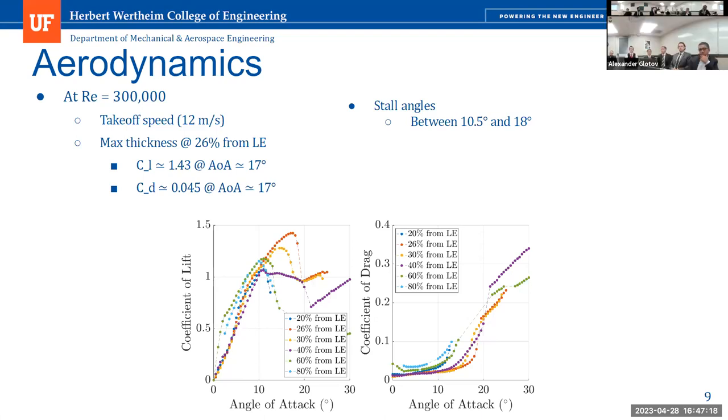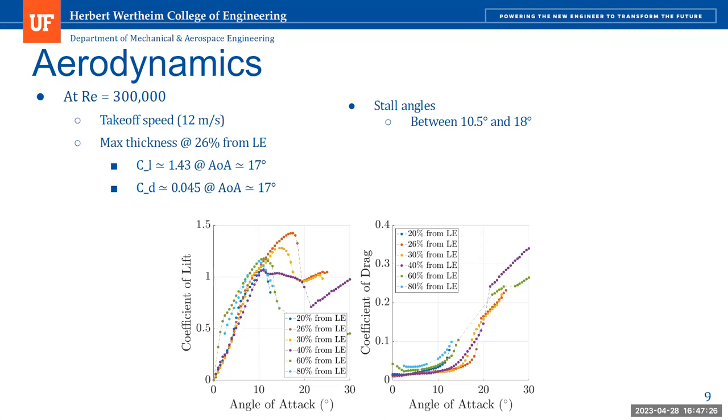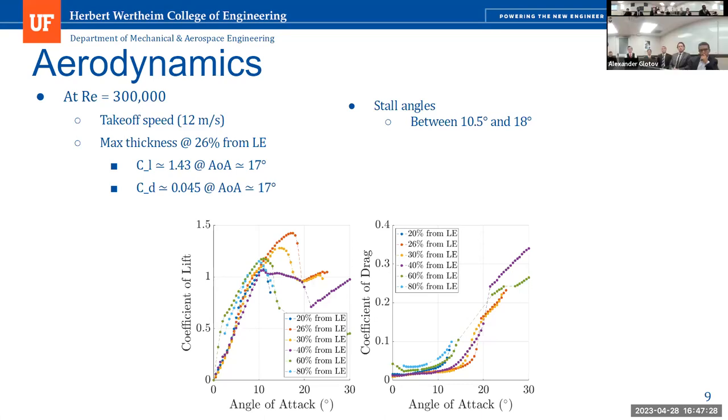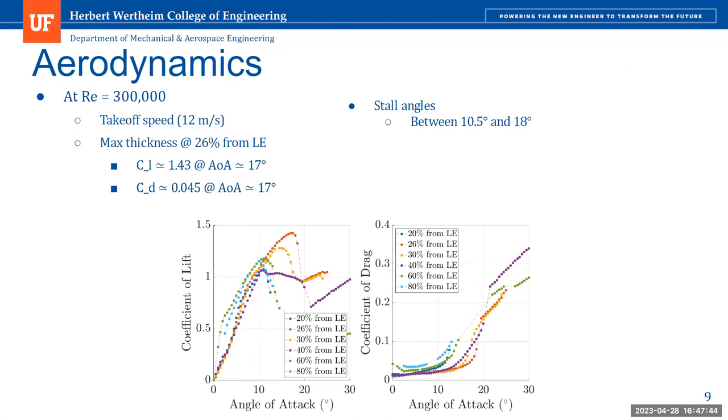Yeah, so at least with the wing selection itself, or rather the airfoil selection, we did look at different thicknesses as well as different locations of that thickness along the chord. However, the key characteristics that we looked into while adjusting those parameters were specifically the coefficient of lift, coefficient of drag, as well as the stall angles to ensure that the pilot has enough of an envelope to operate. So those were pretty much the three main characteristics we looked at.